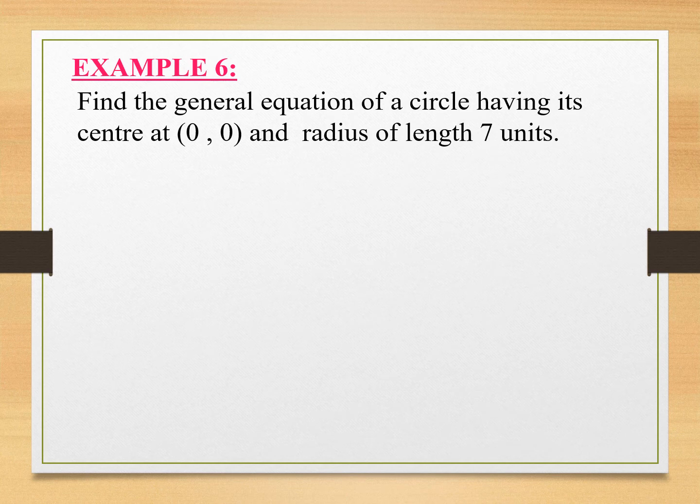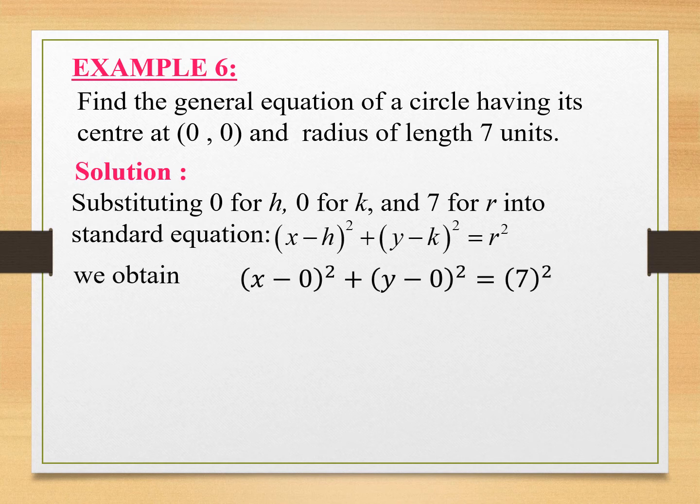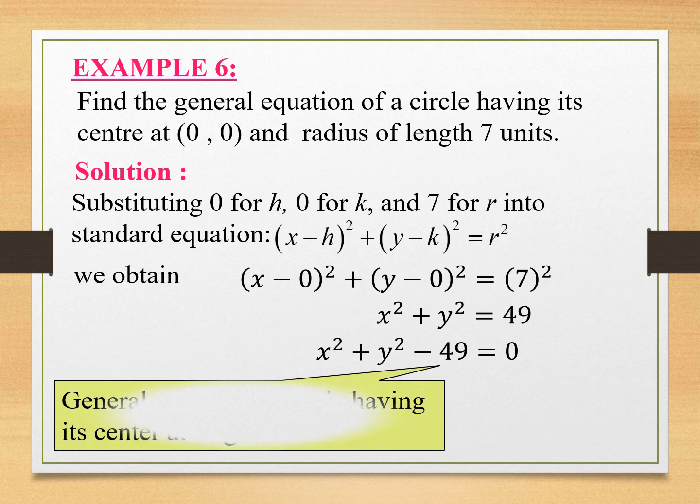Example 6. Find the general equation of a circle having its center at origin (0,0) and radius of length 7 units. Solution. Substituting 0 for h, 0 for k, and 7 for r into the standard equation (x minus h) squared plus (y minus k) squared equals r squared, we obtain (x minus 0) squared plus (y minus 0) squared equals 7 squared. The final solution will be x squared plus y squared equals 49. So the general equation of the circle having its center at origin is x squared plus y squared minus 49 equals 0.